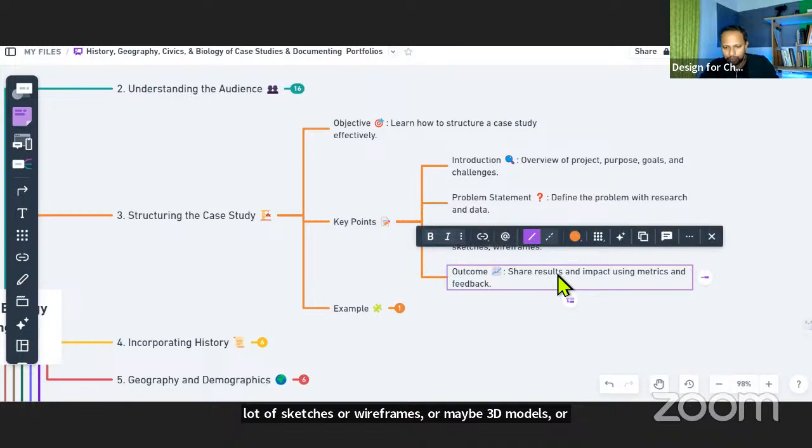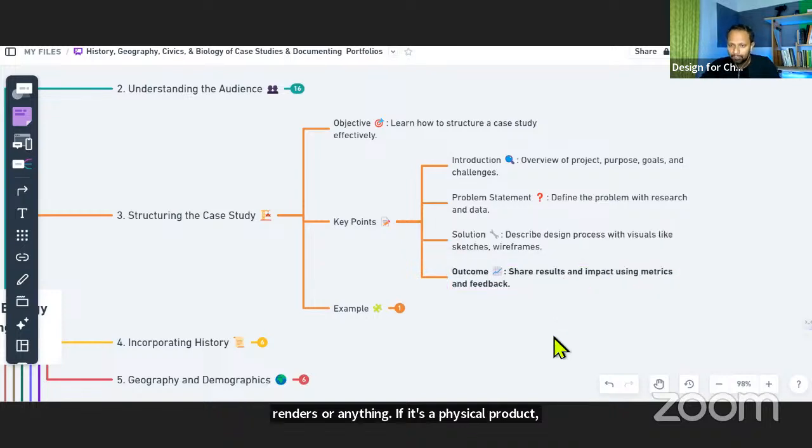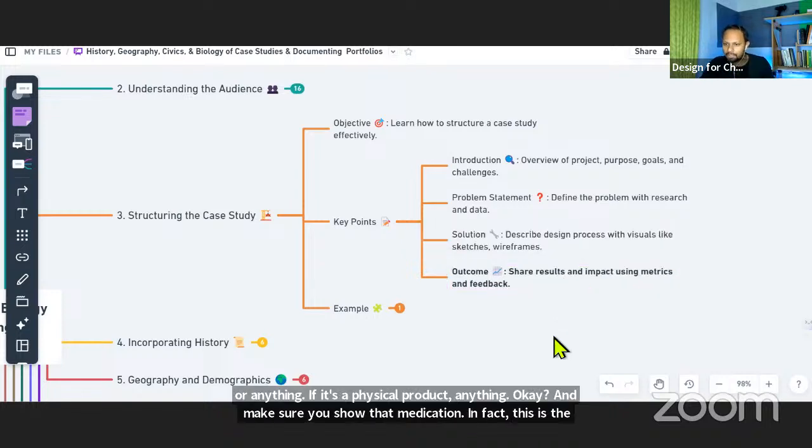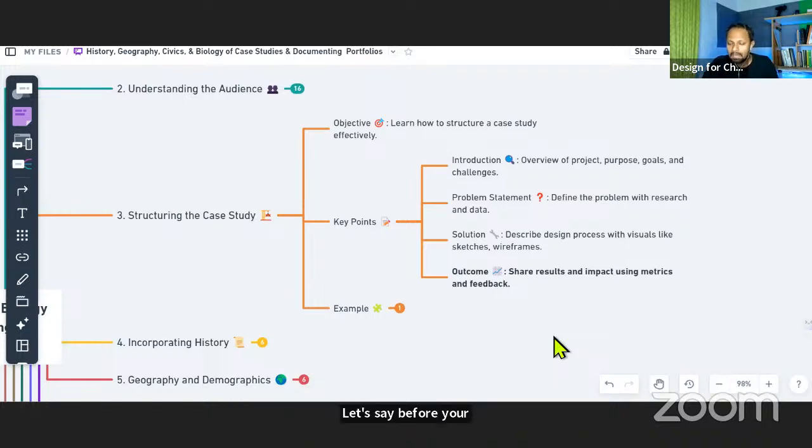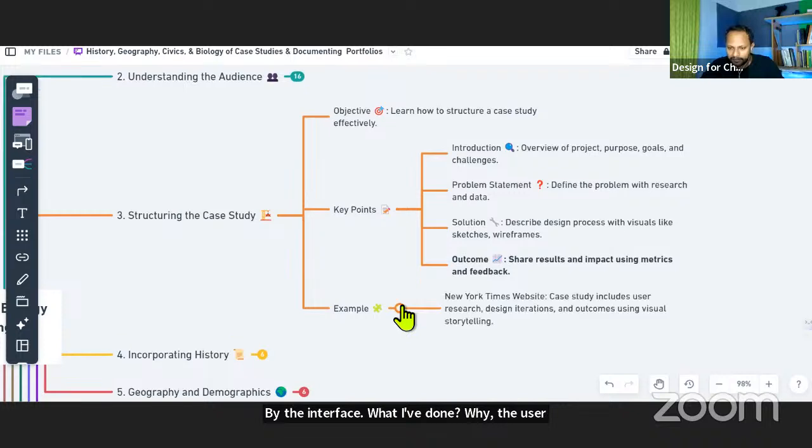In fact, this is the most important thing for me. Let's say before your project, people are not able to interact with that particular device. After your project, you design one remote. Using that, now people can change the interface in just 10 seconds, by the remote I've designed, by the interface I've designed, by the user experience I've created. So showcase those metrics. That's a very, very important thing.